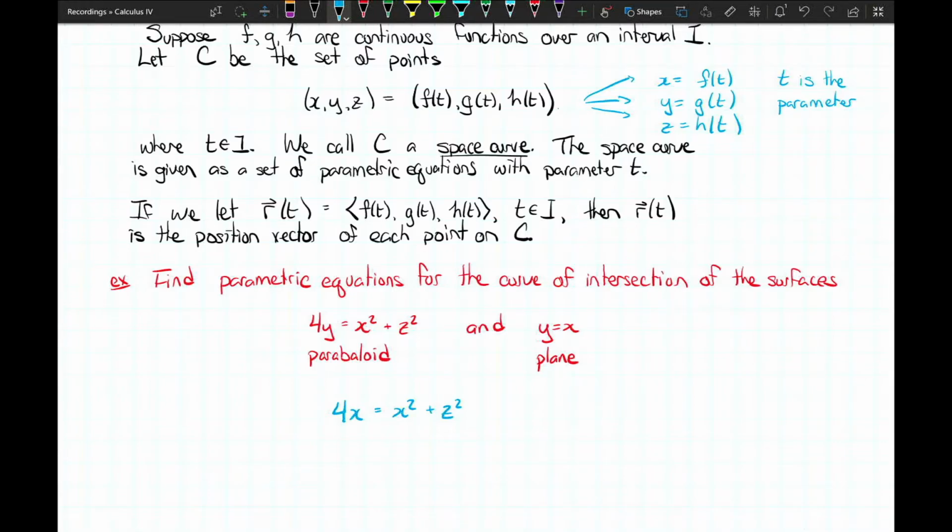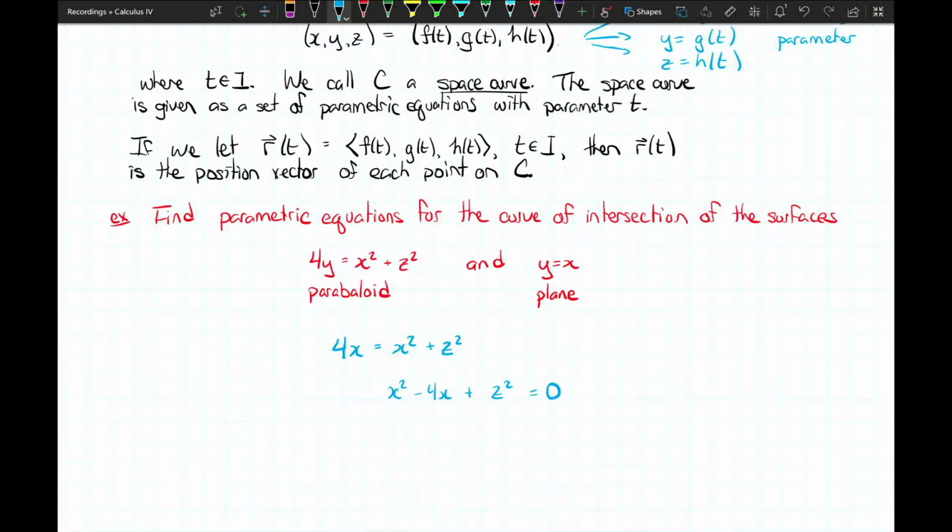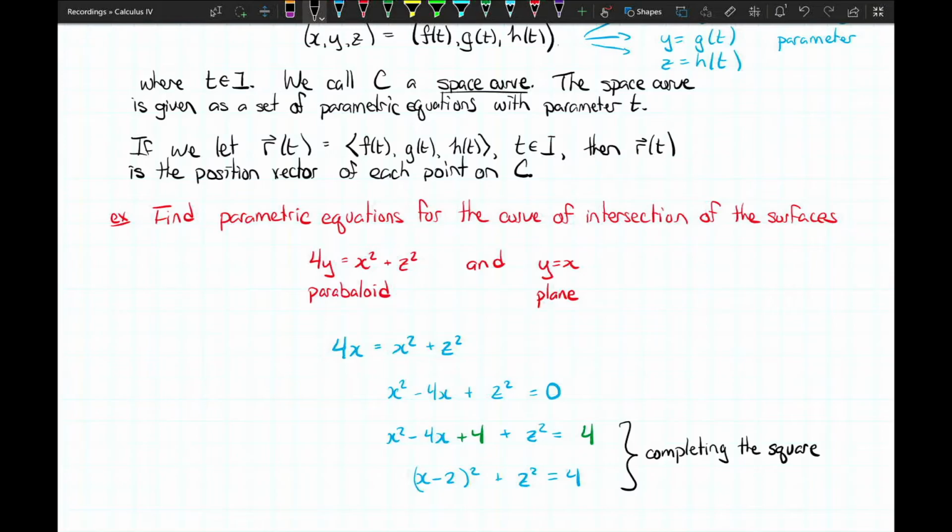Let's see if we can make this shape recognizable in a standard form. Here we've got an x squared and a z squared, but we also have an x term. So it may not be jumping out at you, but by completing the square, we should be able to see that this is actually a circle, but it's not centered at the origin. Well, first we'll get all the terms on one side, and then we'll complete the square. Now, if it's been a while since you've done completing the square, don't worry. I believe I have a video of that in my pre-calculus section that you can take a look at.